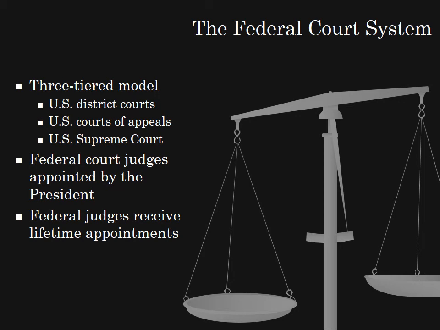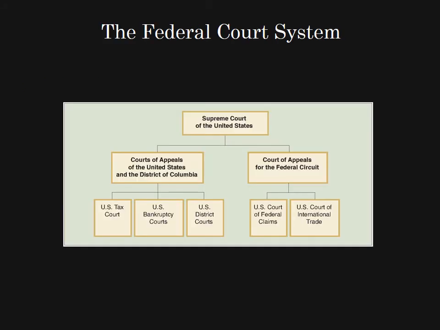But all federal court judges are appointed by the president, confirmed by the Senate, and they are lifetime appointments. So they're there forever. Okay. So here is a flow chart of the courts. You have the Supreme Court at the top. You have the intermediate level, the courts of appeals, and we're going to talk about those different courts in just a moment.